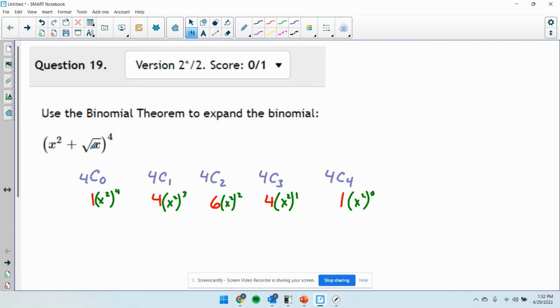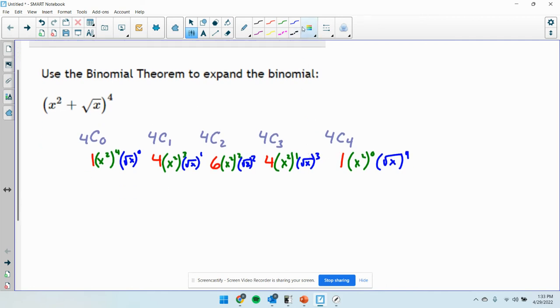term in the parentheses. This will be square root of x to the 0 power, square root of x to the 1 power, square root of x to the 2 power, square root of x to the third power, square root of x to the fourth power. Now, as ugly as that is because I wrote them so small, it's just a matter of simplifying and cleaning up each term. So here, the one we can disregard.